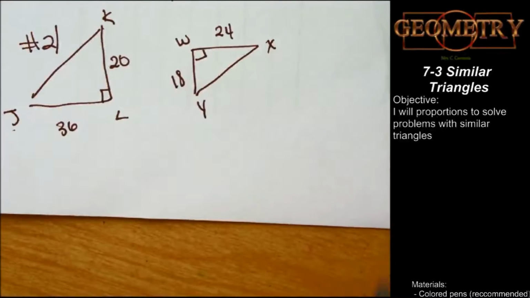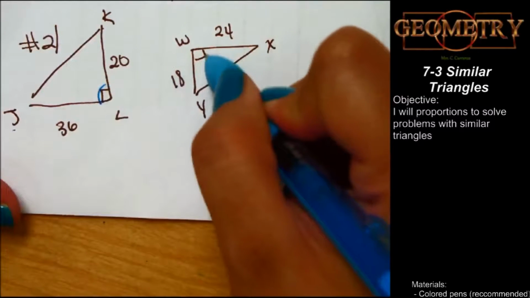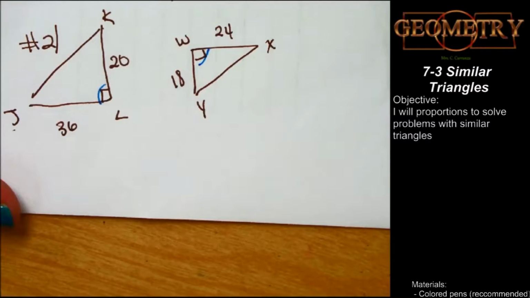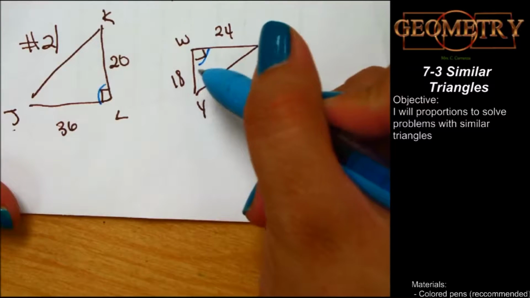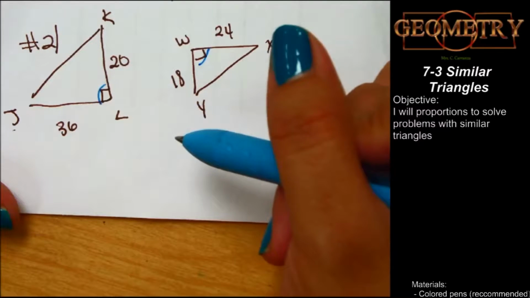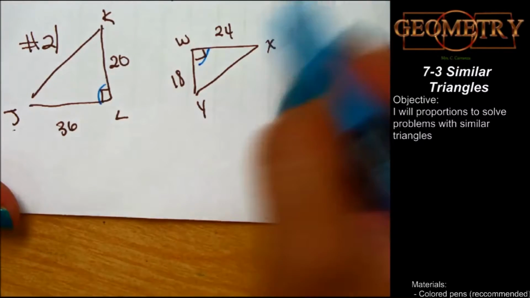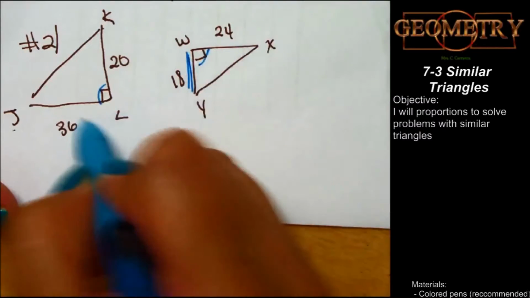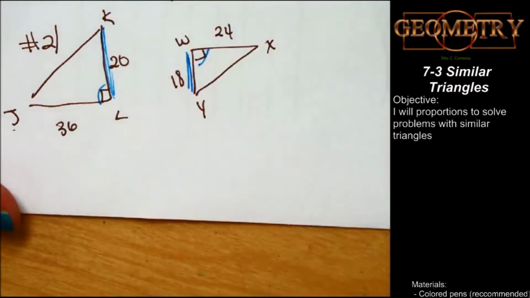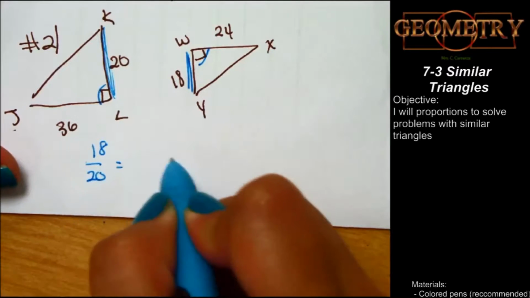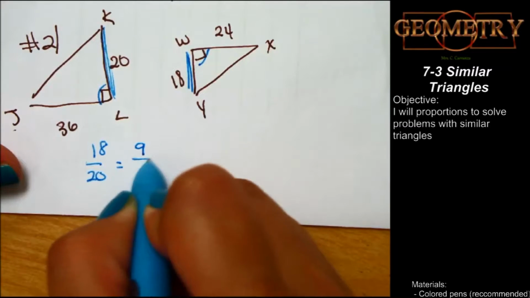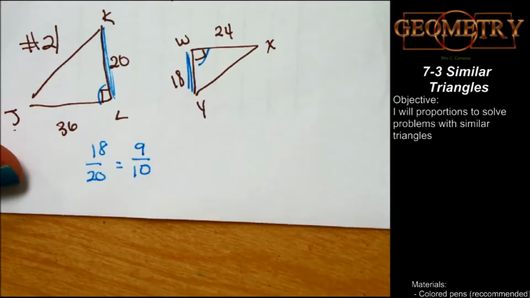Here we're looking at number two. We're trying to decide if in fact these two are similar. I know that I have congruent angles in here because both of these are right angles. The question remains, are the sides on either side of the angle in proportion? That is, I can write them as fractions, and those fractions are then equal. I'm going to have this side be related to this side because they're both the smaller numbers. So 18 over 20, and if I reduce that down, I'm going to get 9 over 10.